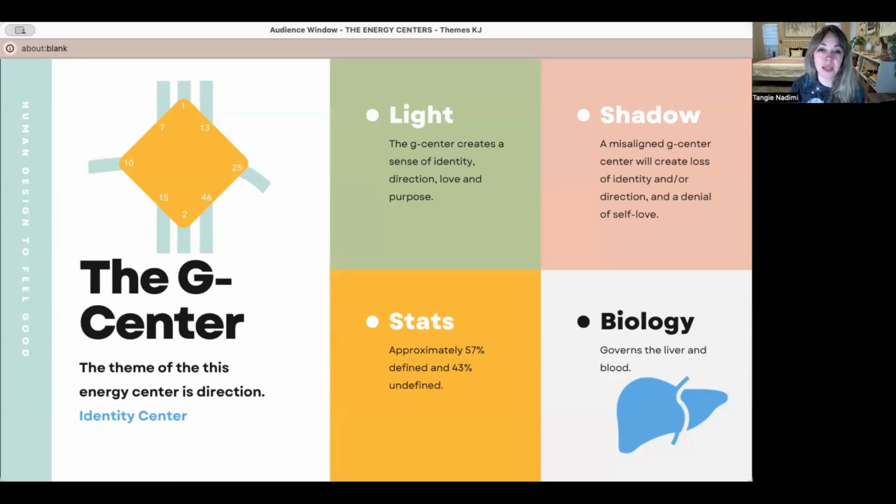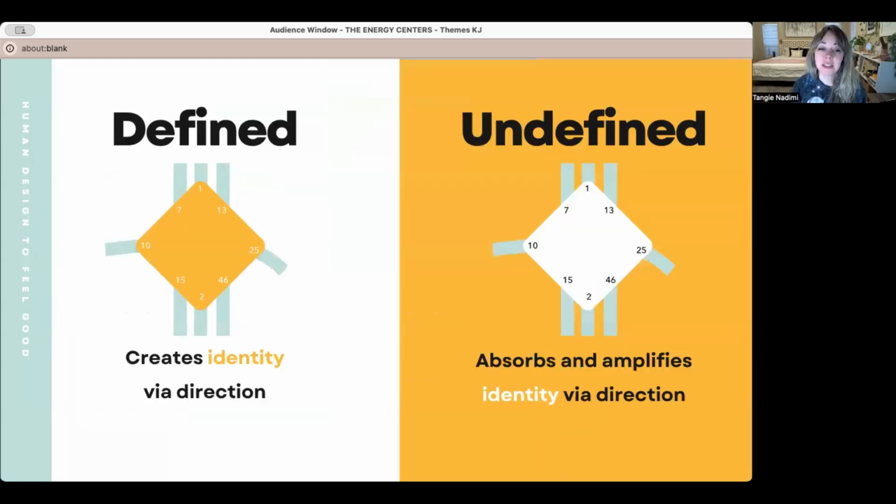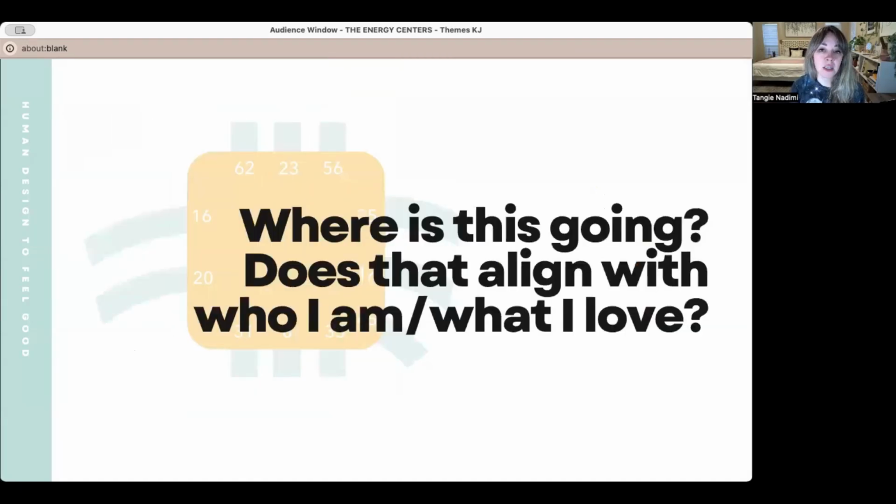It's okay to take on many identities. It's okay to try out different careers and change as your life progresses, as you expand and change through life. So defined G center creates identity via direction. Undefined G center absorbs and amplifies identity via direction. So the question that the G center is always asking is, where is this going? And does this align with who I am and what I love?